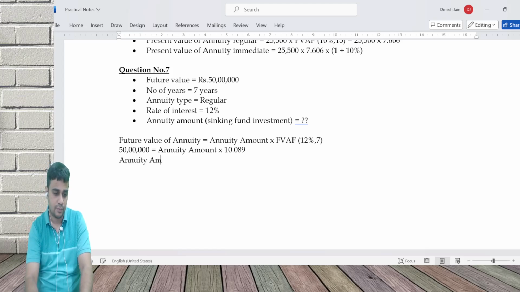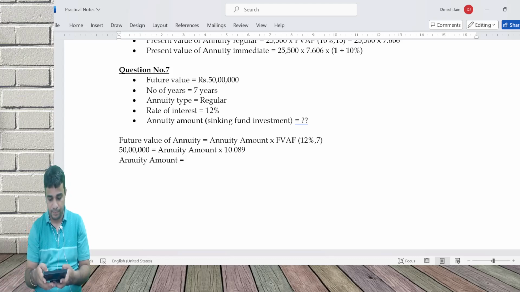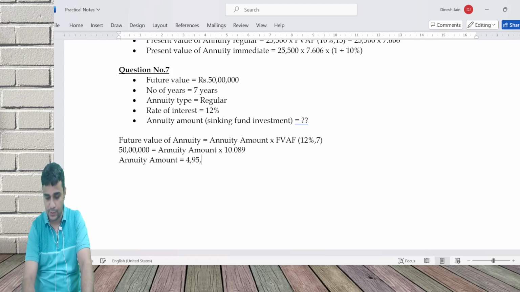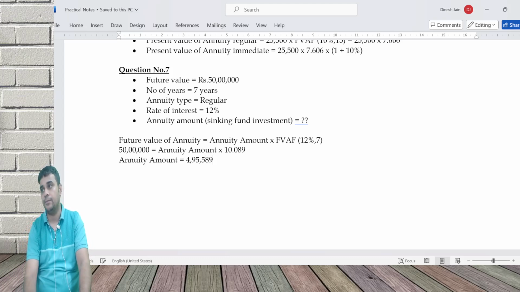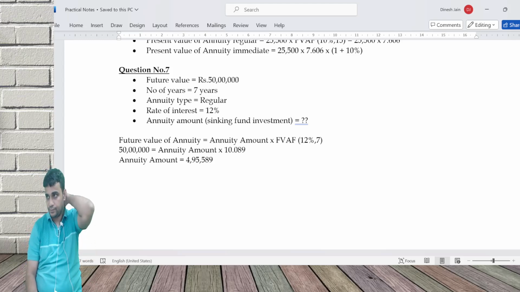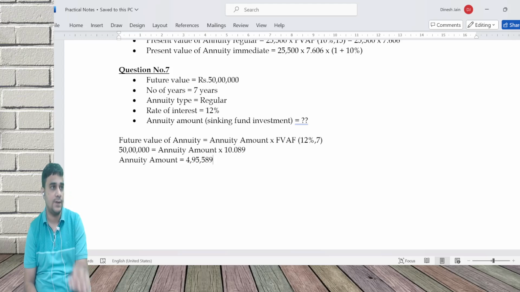Annuity amount. 50 lakh divided by 10.089. 4 lakh 95,589. Any doubts on this? This is one application of this concept. Can we proceed? Any doubts on this?